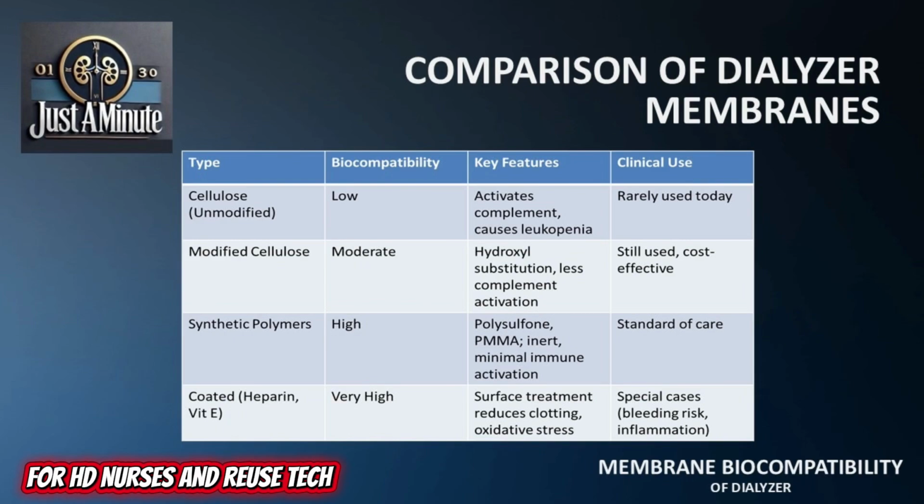Finally, coated membranes, like those treated with heparin or vitamin E. These offer extra protection by reducing clotting, oxidative stress, and inflammation. They're especially helpful for patients with bleeding risks or significant inflammation. As you can see, we've moved from cellulose to modified cellulose, then to synthetic, and now to coated membranes, all to improve safety, comfort, and long-term outcomes for dialysis patients.